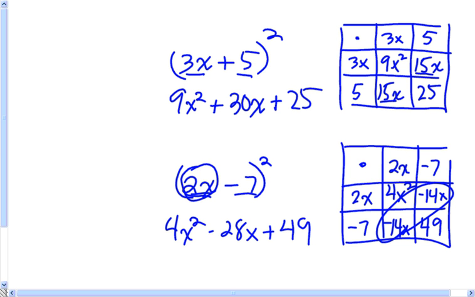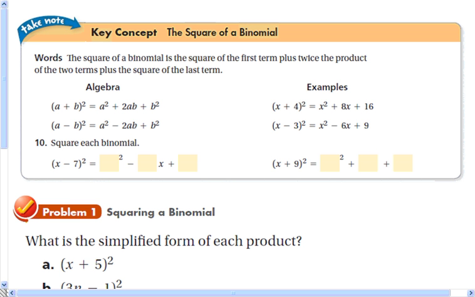So if we have a binomial squared like this, we can shorten that process by thinking about this. Take the first number squared for the first term, take the last number squared for the last term in the trinomial, and then for the middle term, just multiply the two terms together and then double it. And if it's a minus, it's exactly the same, only instead of a plus 2ab, it's a minus 2ab.